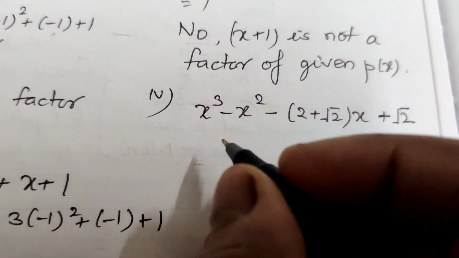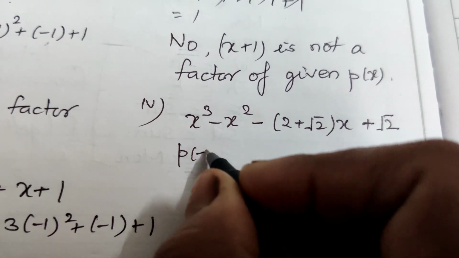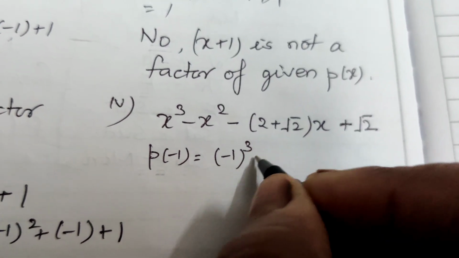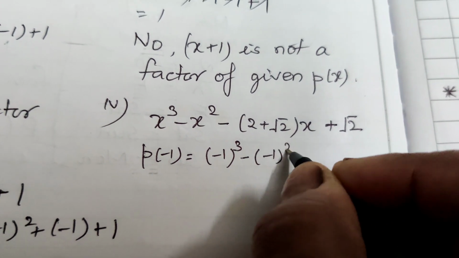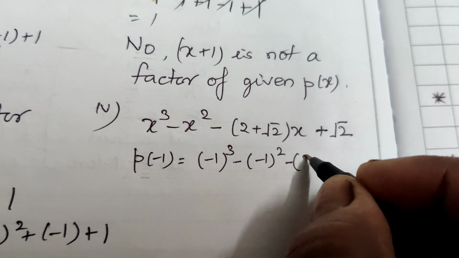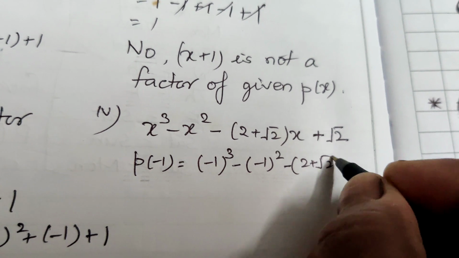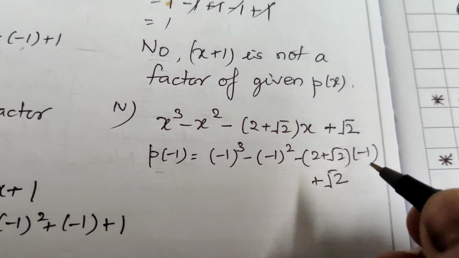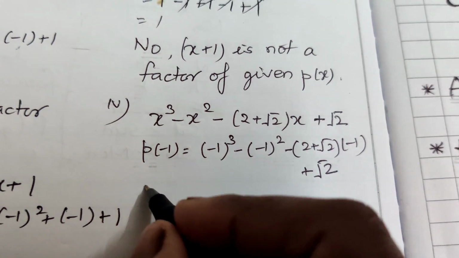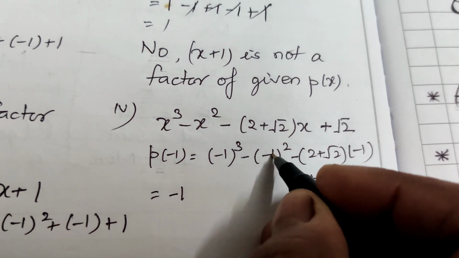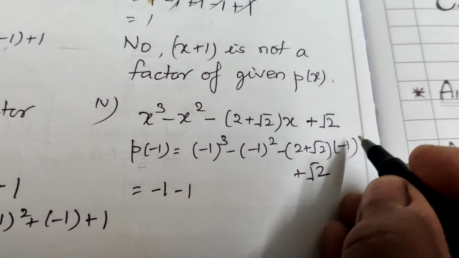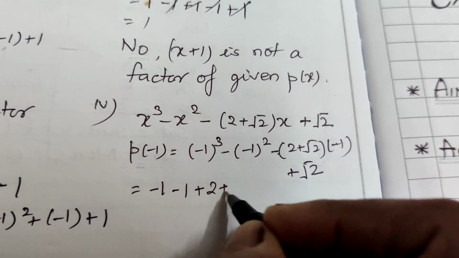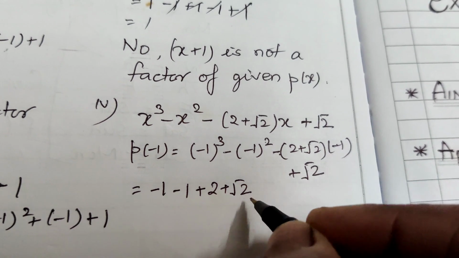Next, x cube, that is minus 1. Minus 1 raised to power whole cube minus 1 square minus 2 plus root 2 into minus 1 and plus root 2. Now solve. Minus 1 cube is minus 1, 1 minus 1, and minus minus plus. So we get 2 plus root 2 and root 2.